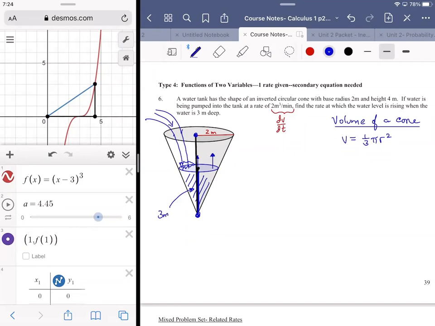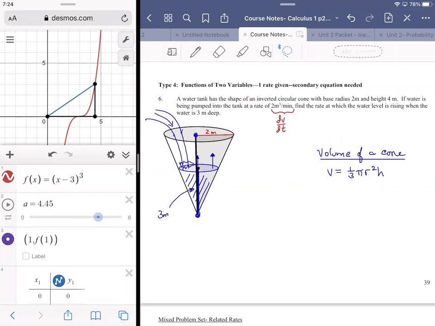So volume is 1/3 pi r squared h. I could take the derivative of this, but the problem is that they gave us lots of references to height or depth, but they didn't give us anything about a rate of change involving the radius. Now we do know that the radius will have a rate of change, but we don't know what that rate of change is, right? Because it says find the rate at which the water level is rising. That's saying dH/dt.